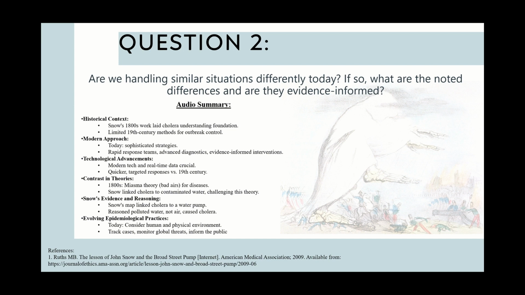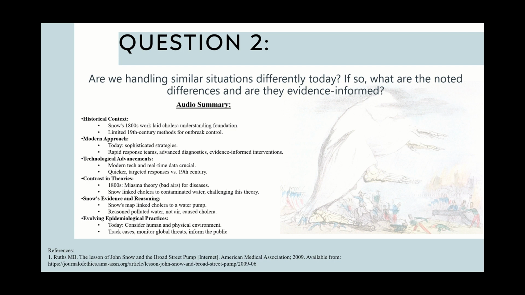In comparison to the miasma theory, in today's world, the germ theory of disease is used. These two popular theories, from their respective time periods, help to show the evolution of thinking within the scientific community, along with the progression of better understanding diseases and how we can limit their spread. Today, epidemiologists consider the human and physical environment's role involved in tracking cases, monitoring global threats, and informing the public.